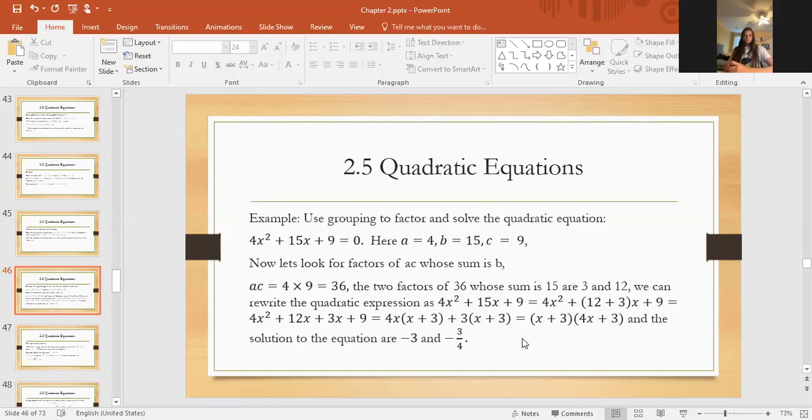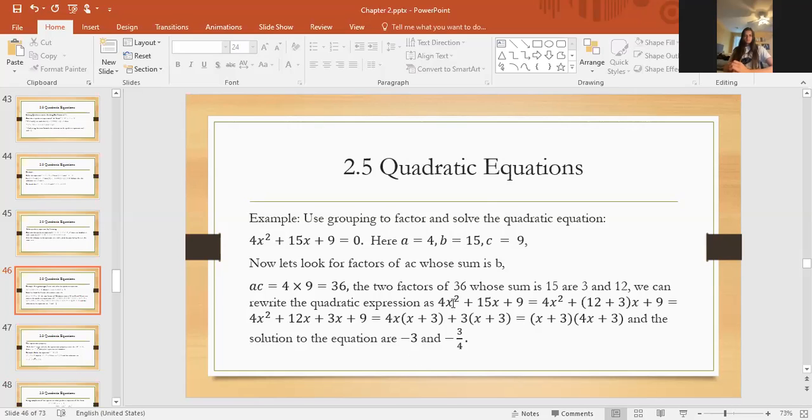For example, here we have 4 times 9 equals 36. So we look for factors of 36 whose sum is 15. 4 times 9 equals 36, but the sum is not 15. But when we take 3 and 12, you will be trying and error until you get the best one. When we get 3 and 12, the product is 36 and the sum is 15.